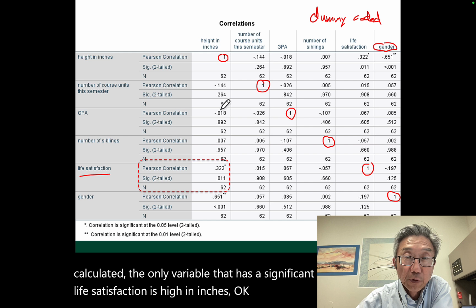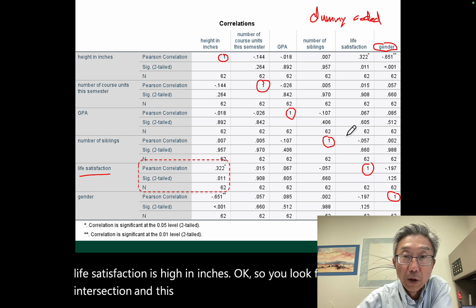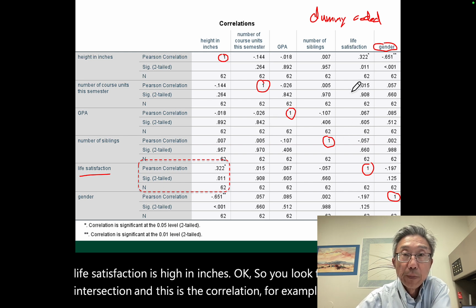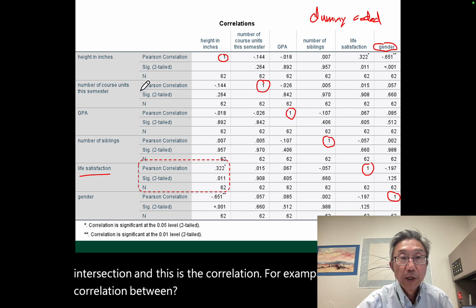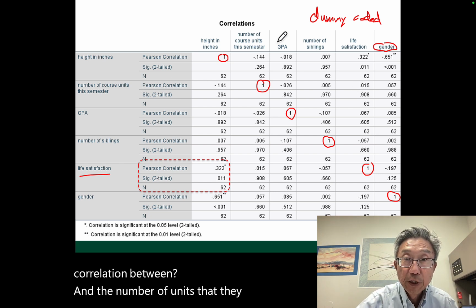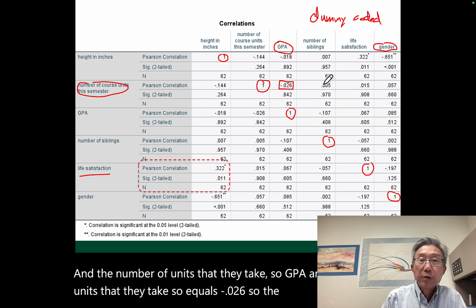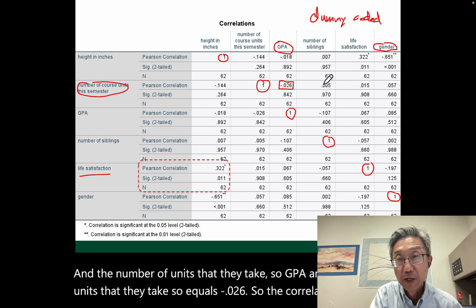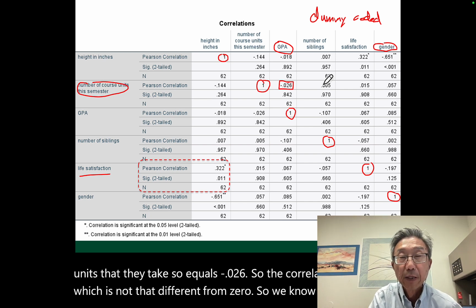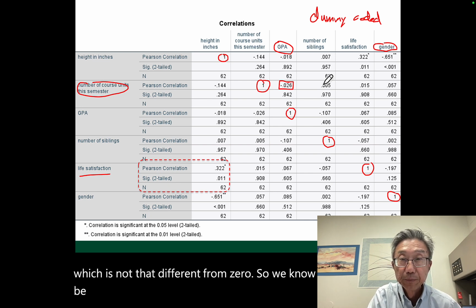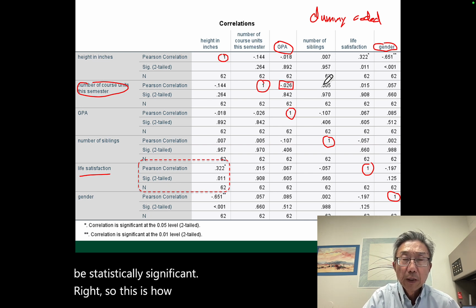Okay, so you look for the intersection, and this is the correlation. So for example, what is the correlation between GPA and the number of units that they take? It equals negative 0.026, which is not that different from 0. So we know it's not going to be statistically significant. All right, so this is how you interpret the correlations in this correlation matrix.